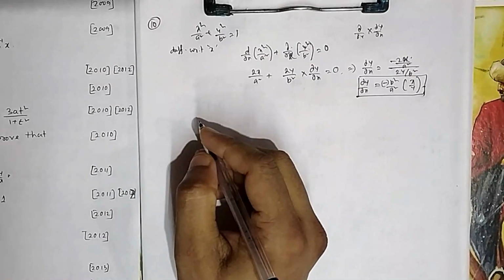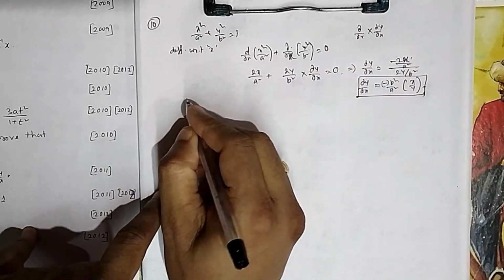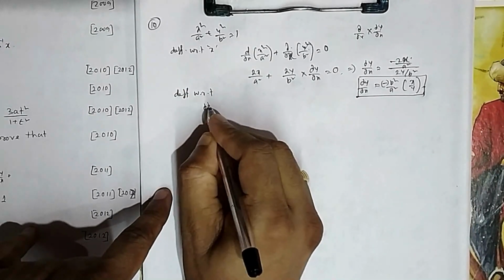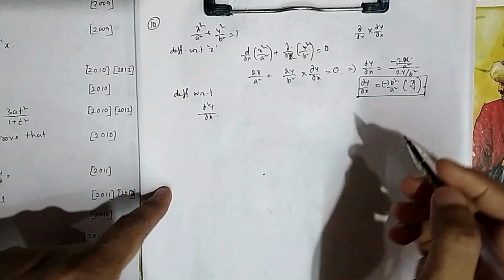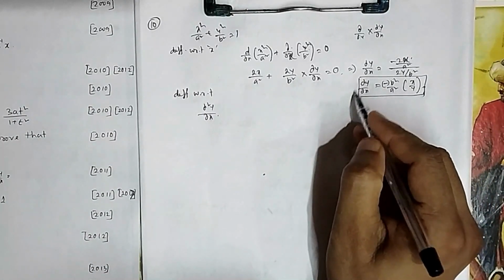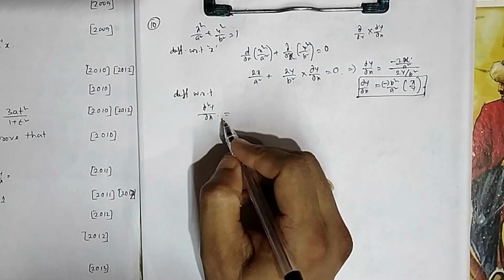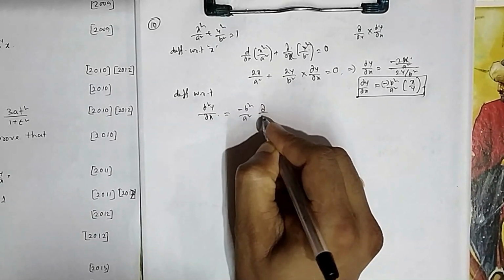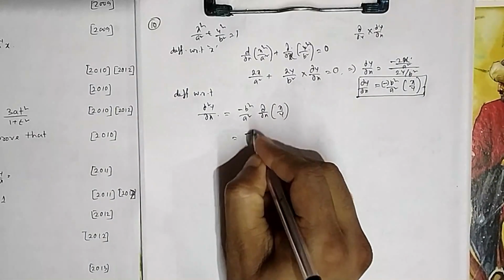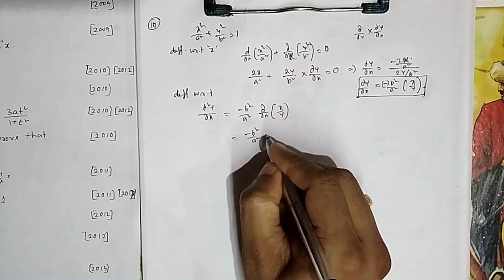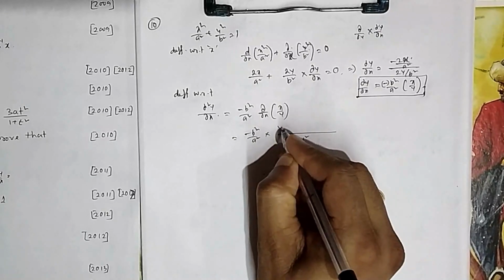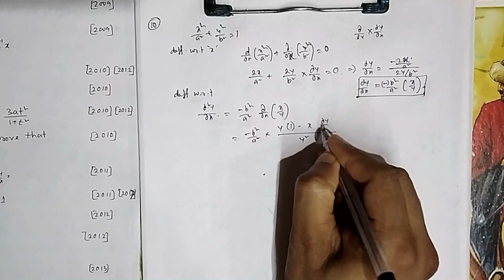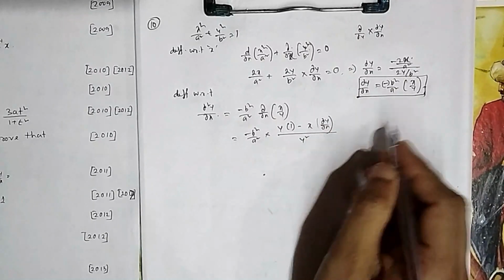Now they ask you to find d square y over dx square. So you differentiate it again. Again differentiating with respect to x, it will be d square y over dx square. Again I am differentiating this one, d/dx. So the second derivative will be equal to minus b square by a square d/dx of x by y. So it is minus b square by a square and it is in u by v format. So it is y square in the denominator, y times d/dx of x which is 1, minus x times d/dx of y which is dy/dx.